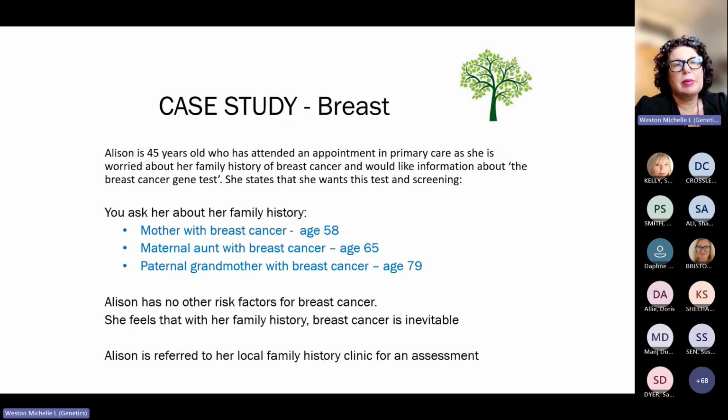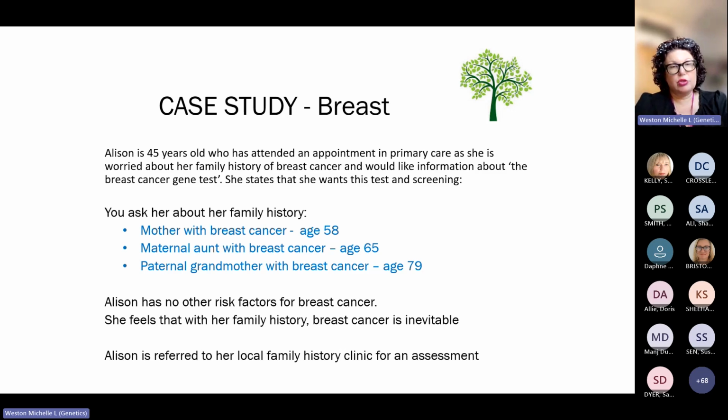So when we ask about her family history of breast cancer, she shares with us that her mother was diagnosed with breast cancer at the age of 58. A maternal aunt was diagnosed with breast cancer at the age of 65. And then on her paternal side, her grandmother was diagnosed with breast cancer at the age of 79. She doesn't have any other risk factors for breast cancer, but she feels with this family history that breast cancer is inevitable. And often when you see things written down, it doesn't give a picture of what that family history is. So she's referred to us for an assessment.